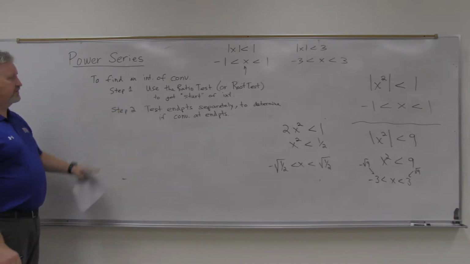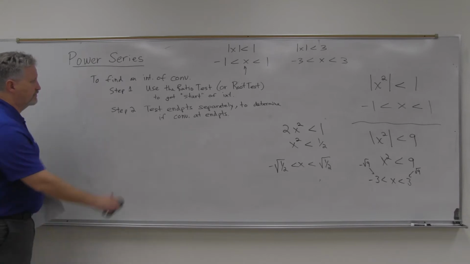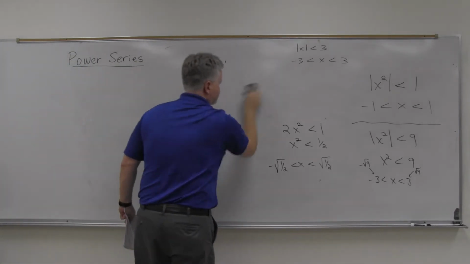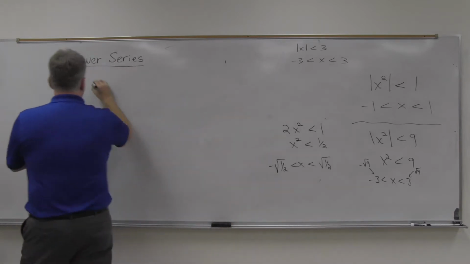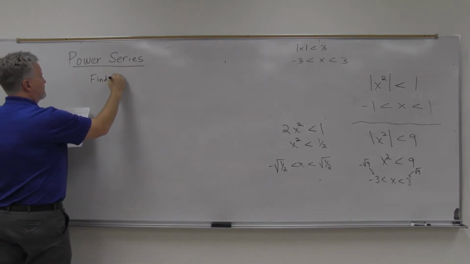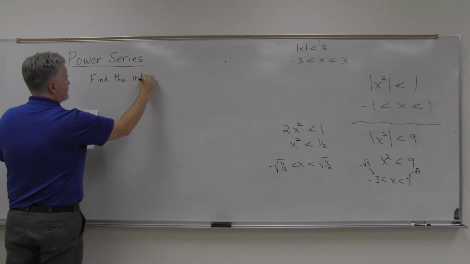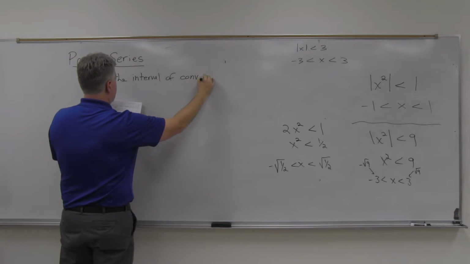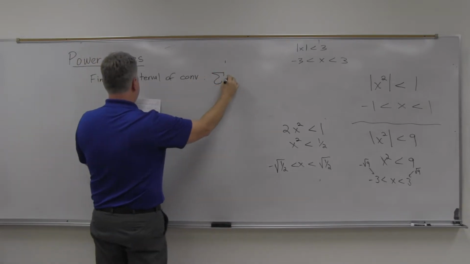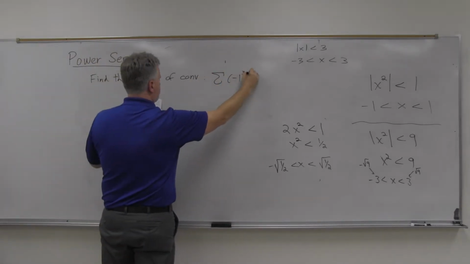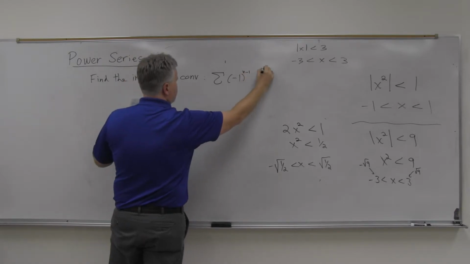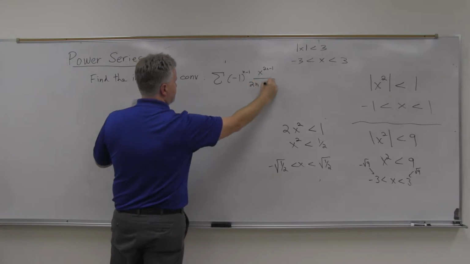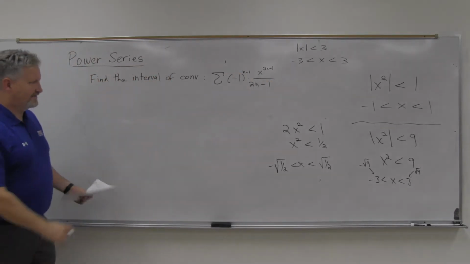All right, but back to finding the interval, it's a 2-step process. Use a ratio test and then test those endpoints separately. Okay, so find the interval of convergence with this power series: negative 1 to the n minus 1 times x to the 2n minus 1 over 2n minus 1.